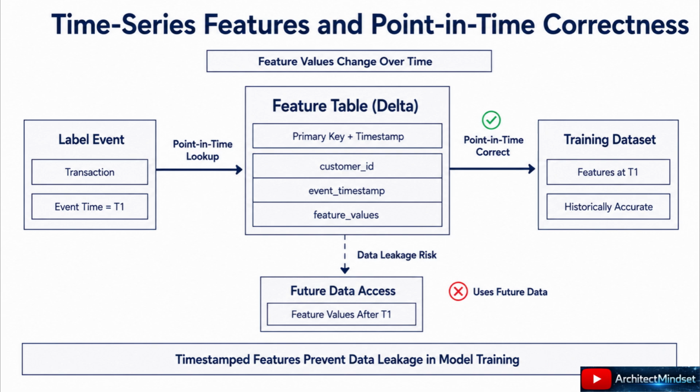When feature values change over time, Unity Catalog supports time series feature tables with timestamp keys. This enables point-in-time correct lookups, so the model trains on the feature values that were actually available at the moment the label event occurred, rather than accidentally pulling future data and introducing leakage.